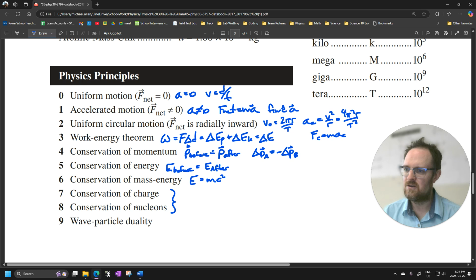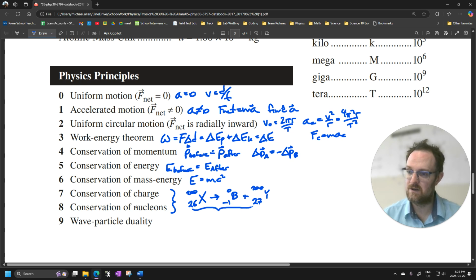Or when you're balancing out a nuclear reaction, and you can just make one up here, you're balancing out the bottom numbers. So when you balance out, I don't know what element this is, and it becomes element Y in a beta negative or something. How do you know this bottom number is 27 in this new element here? So using these bottom numbers, that's charge. And the top numbers, that's nucleons, which makes sense when you're doing this.